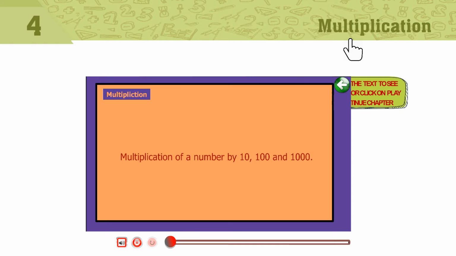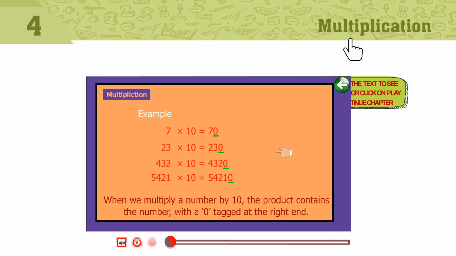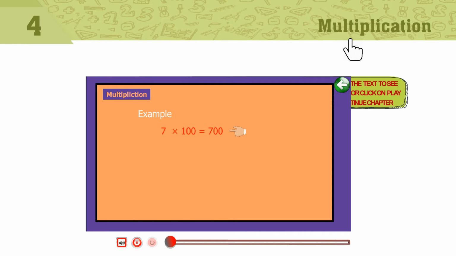Multiplication of a number by 10, 100 and 1000. For example, 7 into 10 is equal to 70. 23 into 10 is equal to 230. 432 into 10 is equal to 4320. 5421 into 10 is equal to 54210. When we multiply a number by 10, the product contains the number with a 0 tagged at the right end.